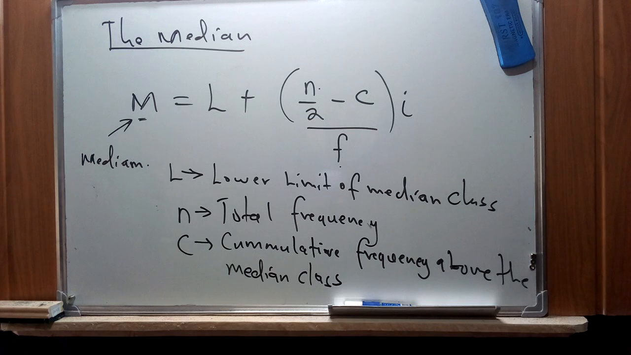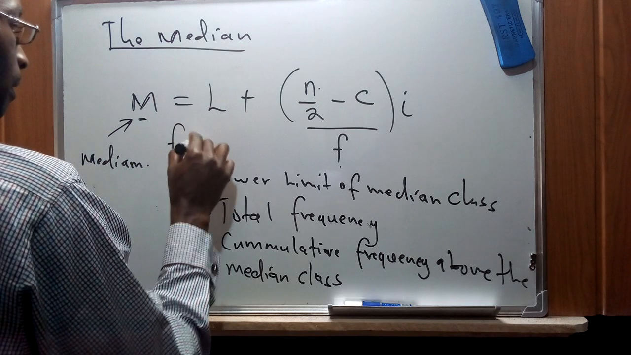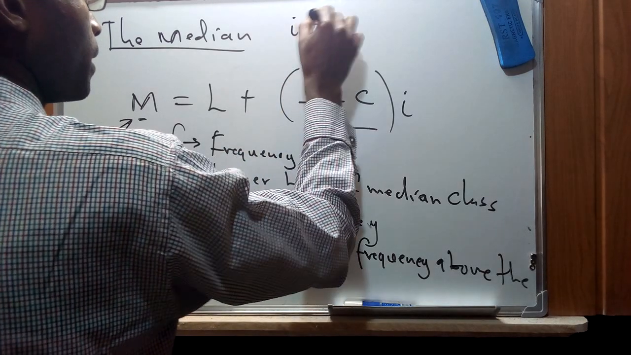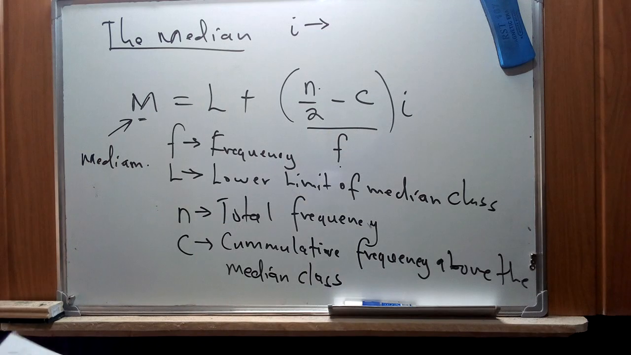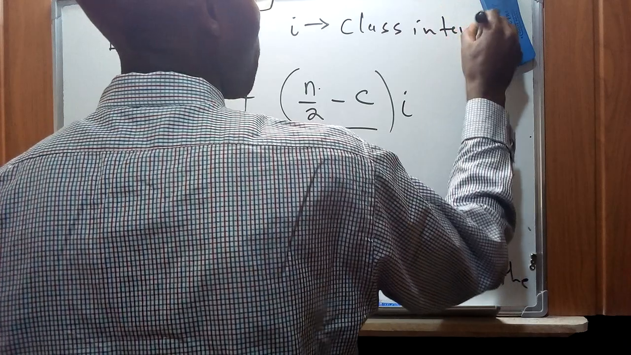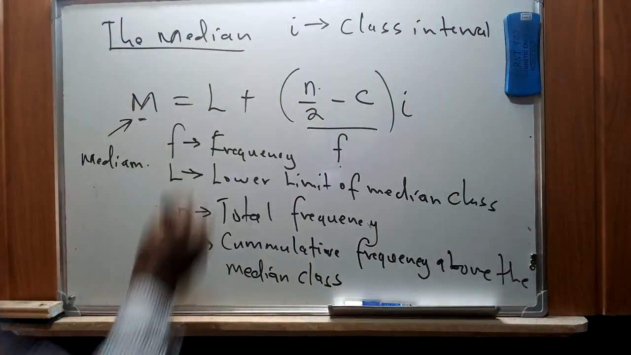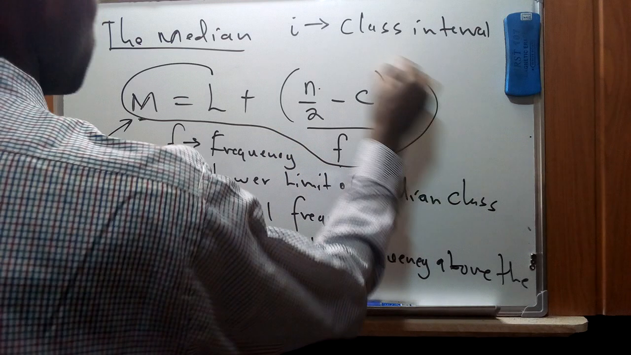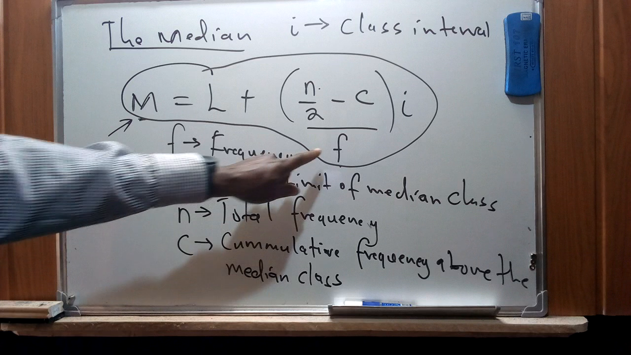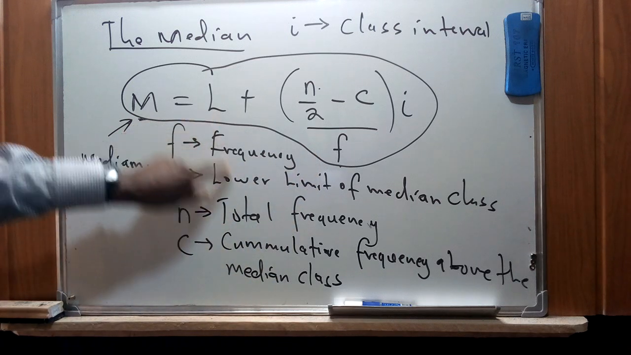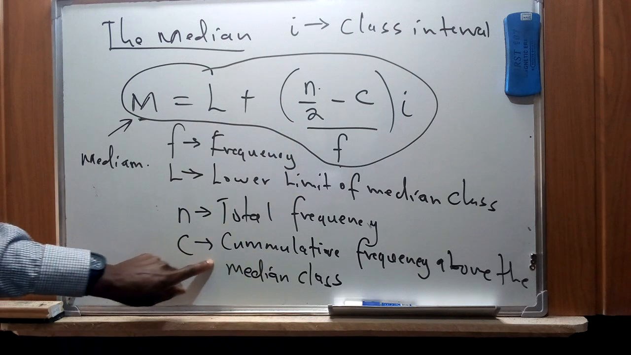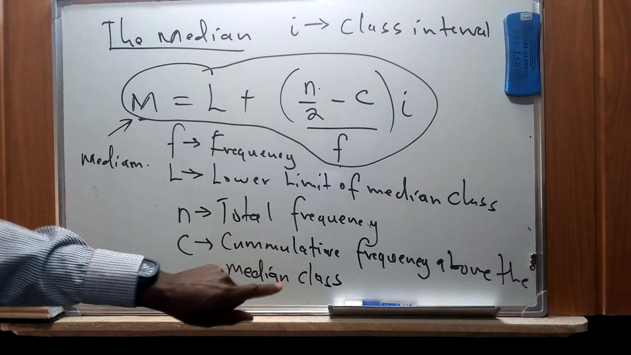Of course, we have talked about F representing frequency. And then I, in this case, is going to represent class interval. So this is the formula that we are talking about. F represents the frequency, L represents the lower limit of the median class, N represents the total frequency, and C is the cumulative frequency above the median class, and I.